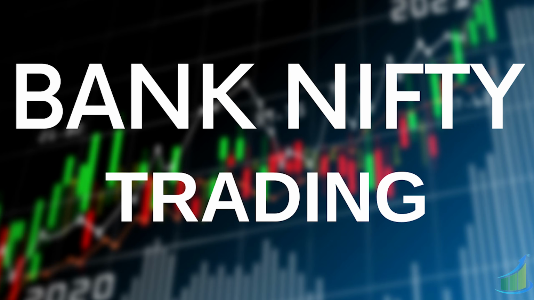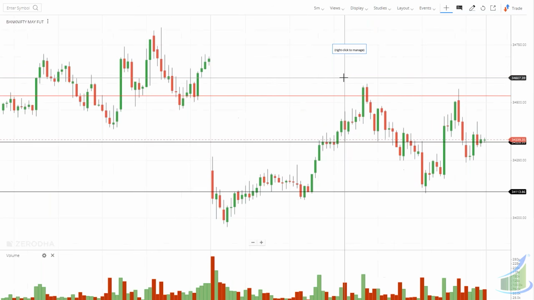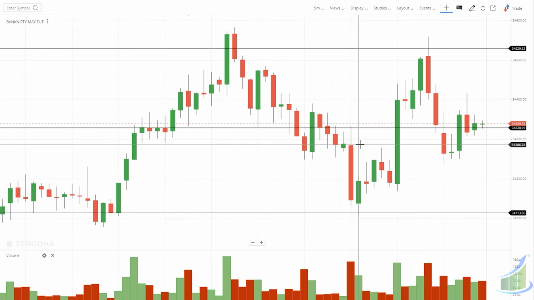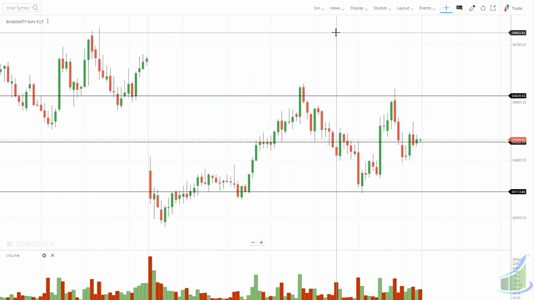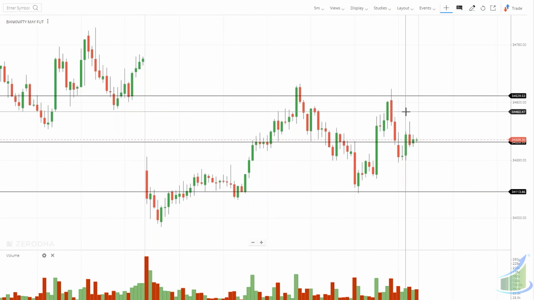So today I'm going to give you a simple method about Bank Nifty trading, right? What is going to happen? Let me just bring you to my screen. This is Bank Nifty and this is Zerodha's platform. Open up Bank Nifty and put the 5 minutes chart, right? That's the first point you need to do. Come here and just select 5 minutes, right?